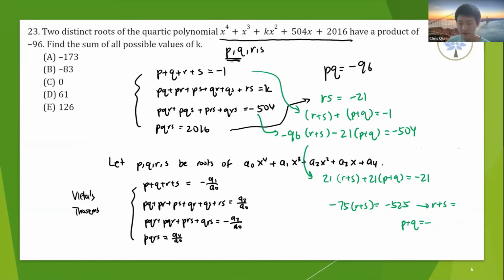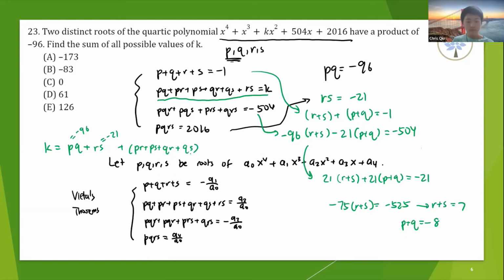R plus S is equal to 7, not 5, and P plus Q is equal to negative 8. And then from here, we want to find this K, right? So we can write K as PQ, which we know, plus RS, which we also know. This is negative 96, this is negative 21. And then we're also going to have a bunch of other terms like PR plus PS plus QR plus QS.